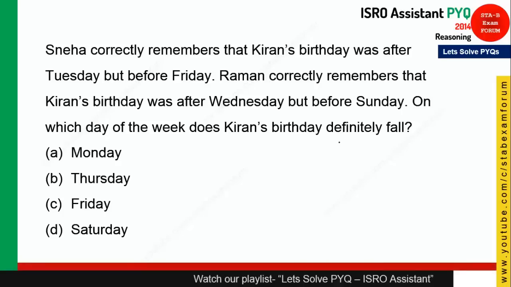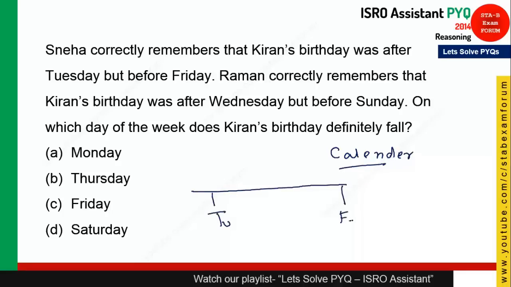Time's up, student. This question is from the calendar, a very simple question. Sneha correctly remembers Kiran's birthday was after Tuesday and before Friday. Let's make a diagram for that. After Tuesday and before Friday, so her birthday will be in between. Raman correctly remembered that Kiran's birthday was after Wednesday but before Sunday, so we will have a range of this much.